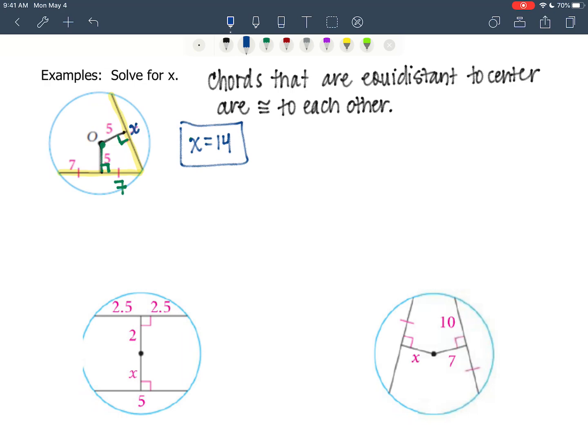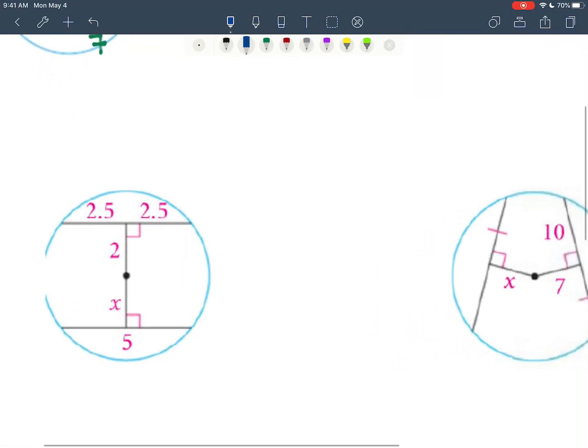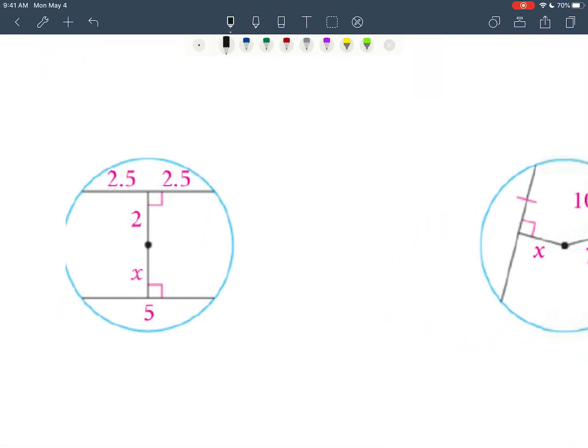Let's see if we can apply this rule anywhere else. Here we've got a portion of a diameter, right? Perpendicular to a chord, and perpendicular to 2 chords right there. Here we go. We were equidistant. So that's 2. That's going to make this green segment 2. So x is equal to 2.